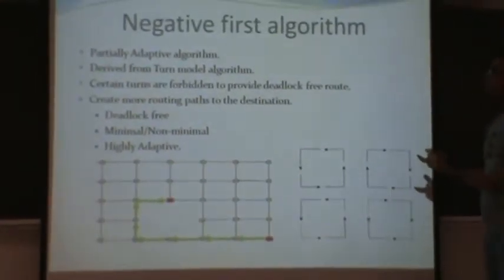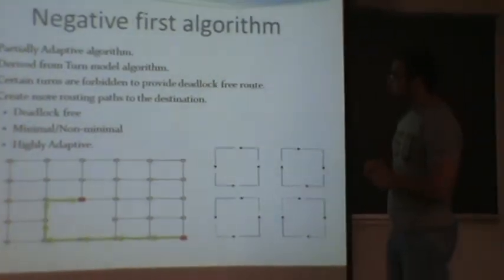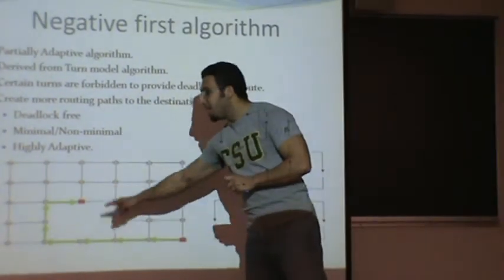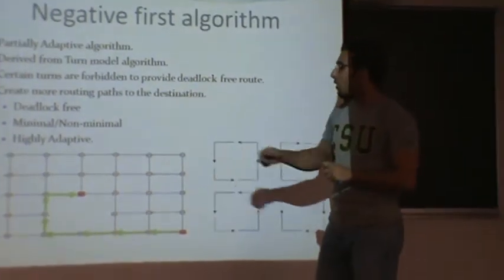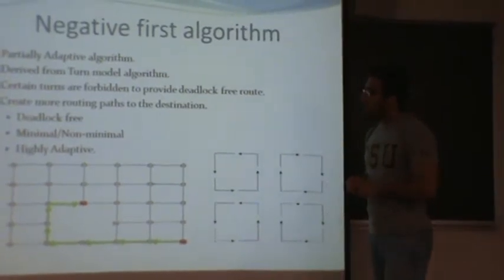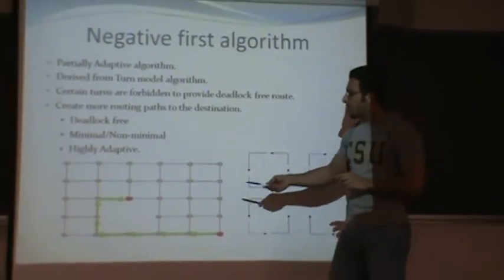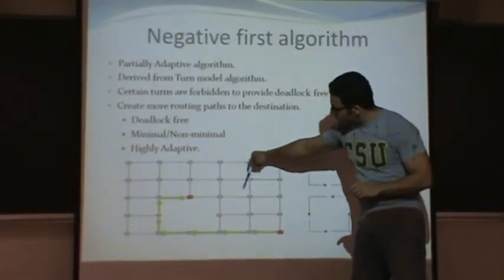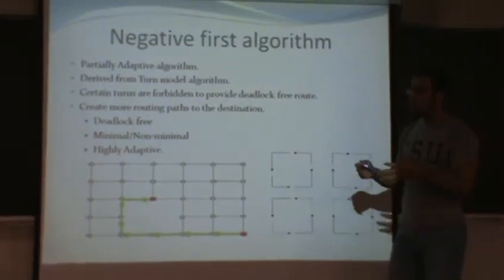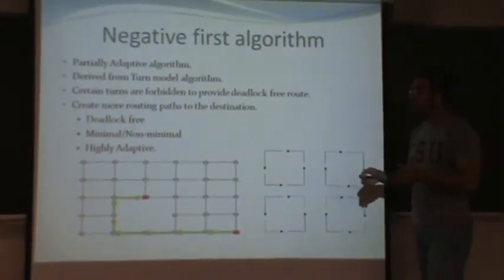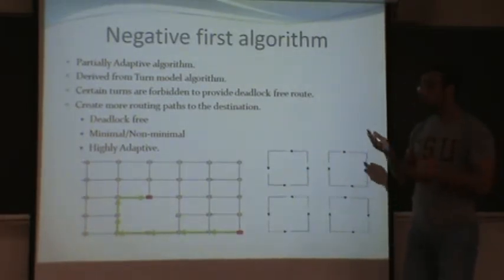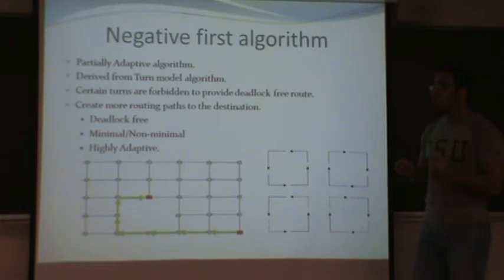But the advantage of using the negative first algorithm is that yes, you're not taking the minimum path, but you are creating more paths to the destination. The justification for that is that the closer you get to the destination, the more congested those links are. So if you create another path, even though it's longer and not minimum, then you are sort of balancing the load and helping lower the congestion rate on the network.